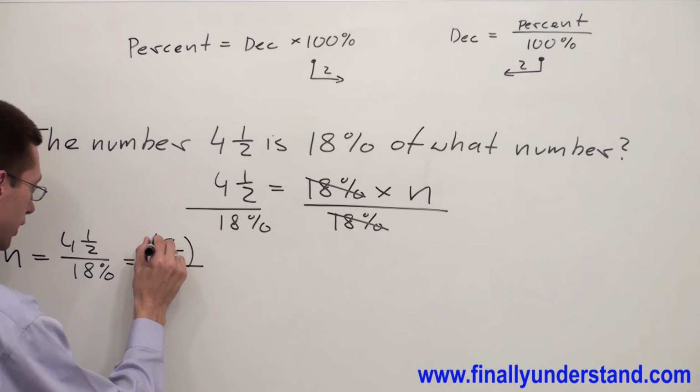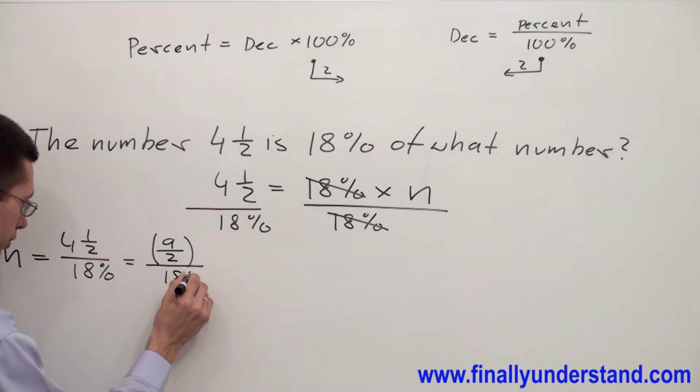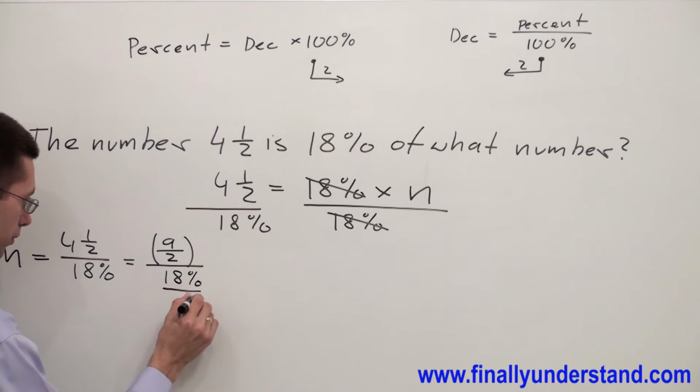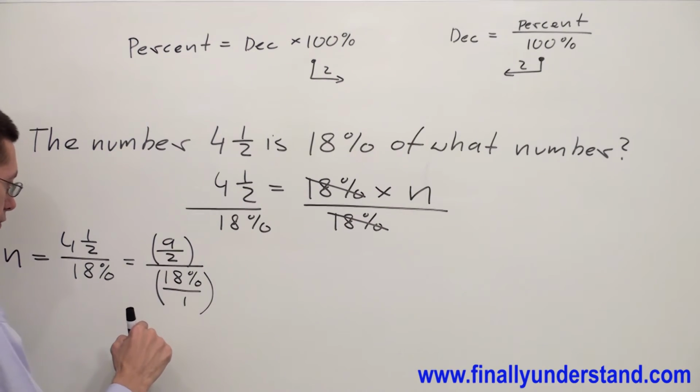Okay, I'm going to make this fraction more visible by adding parentheses. And because I have a fraction in the numerator, I'm going to also make a fraction in the denominator, simply by writing 18% over 1. Remember, the fraction bar stands for division.